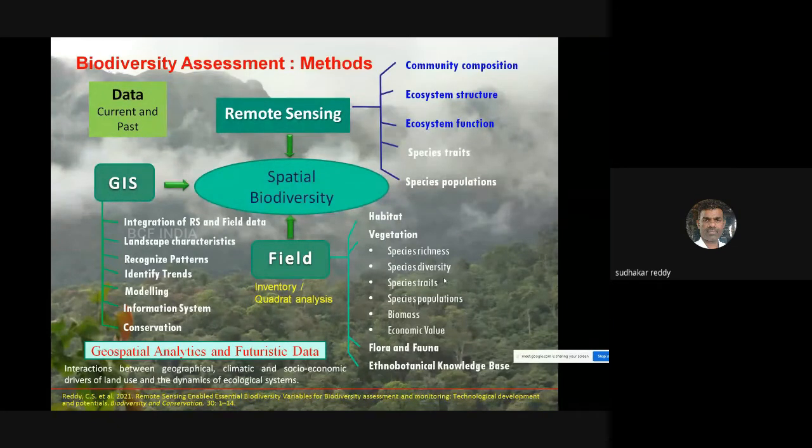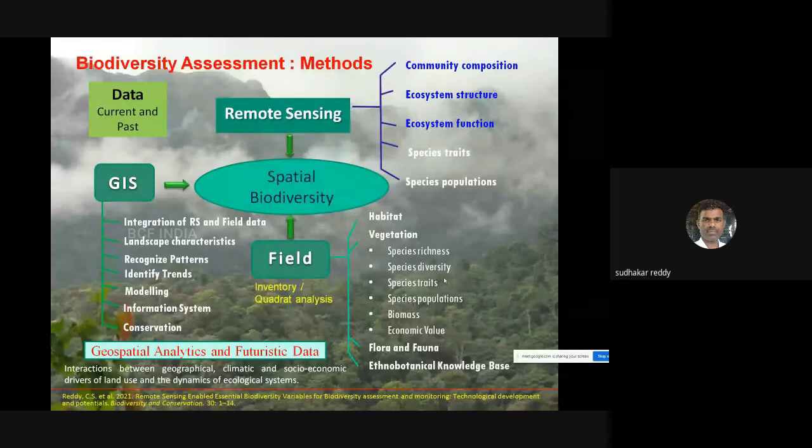Whereas remote sensing provides indirect information through aircraft or satellites, and nowadays we even have drones to get near-surface information at a very high resolution scale. And mainly with reference to the essential biodiversity variables, remote sensing has proven its capability to address community composition, ecosystem structure, and ecosystem function.